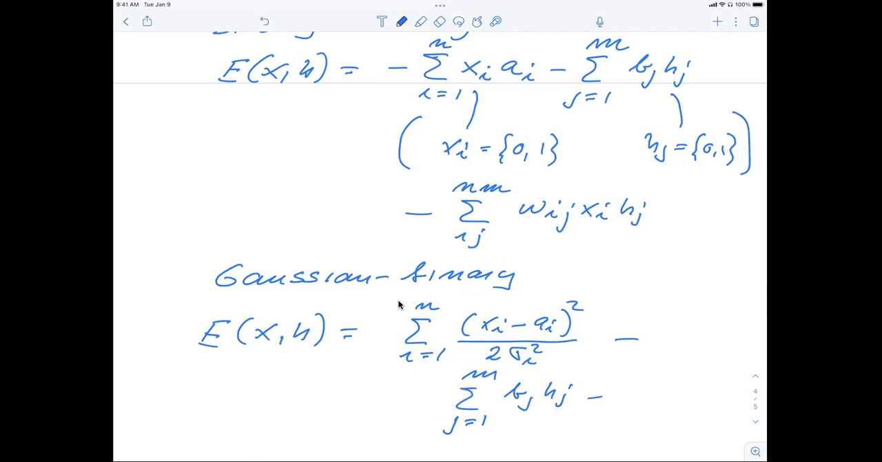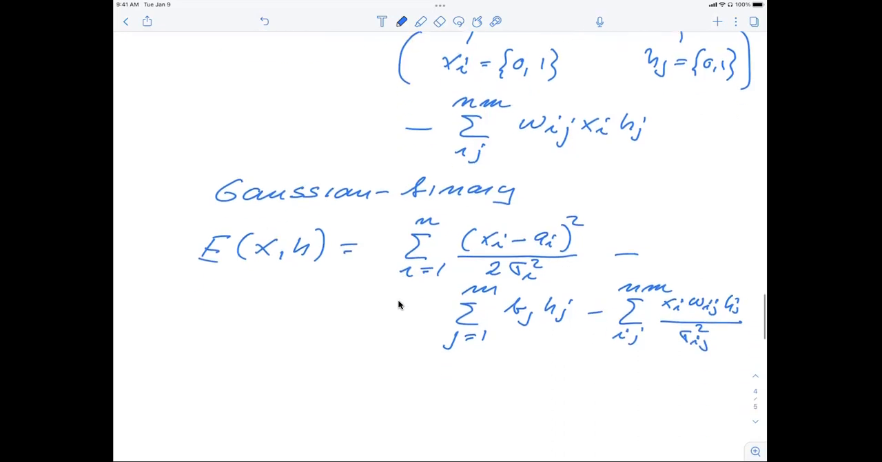And then finally we have the connection between the hidden layer and the input layer. So this is the double sum, which runs over m and n. And then we would have an x_i, a w_ij, an h_j. And here as well, we could have a variance, a sigma_ij. Now, normally in most calculations, sigma_ij is put to sigma_i, and in most actual calculations, normally one puts this to 1. These are the two most common types of energy functions.